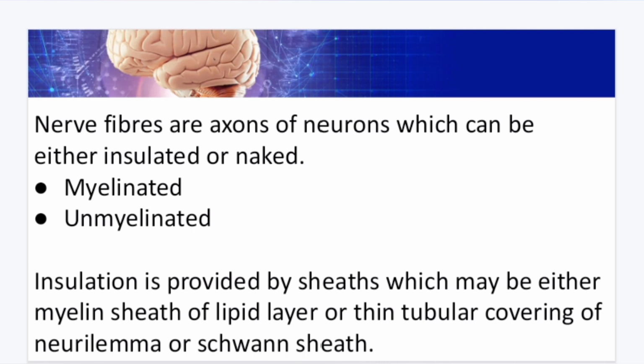According to the insulation or the nakedness of neurons, the fibers can be divided into myelinated and unmyelinated. That is, the neurons which have a myelin sheath are called myelinated, and those neurons which don't have myelin are called unmyelinated neurons. And the insulation provided by the sheaths may be either in the form of a lipid layer, which is a thin tubular covering of the neurolemma, or simply the Schwann sheath of the cell.